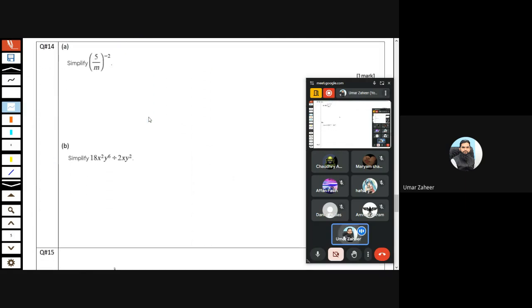Next, he says that you have to simplify. First of all, make the power positive. So m over 5 will become plus 2. Apply the power: m square over 5 square will be 25.